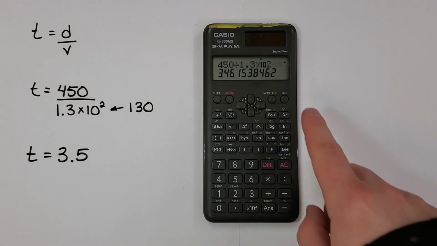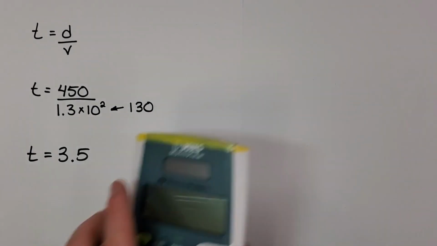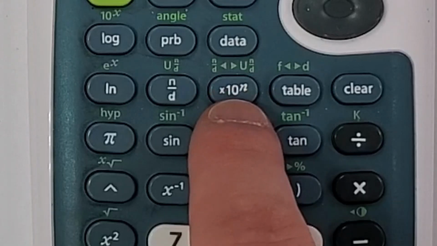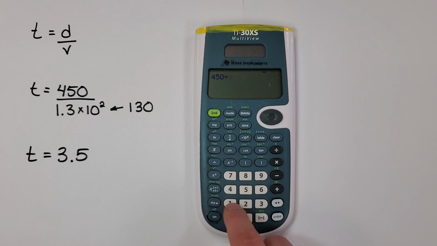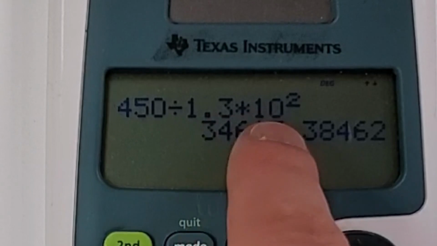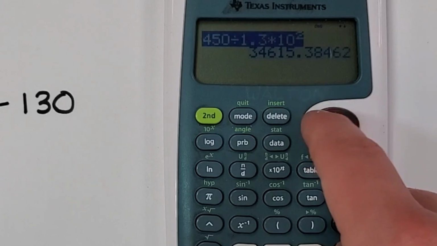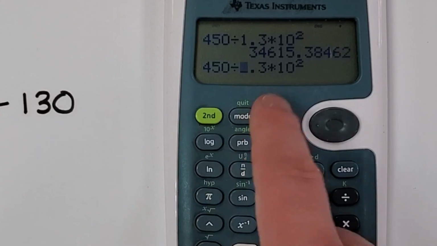Sometimes if you continually have problems, the best bet is different. For example, this Texas Instruments calculator, even though it has a times 10 to the power of button, for 450 divided by 1.3 times 10 to the power of 2, we're still getting the wrong answer. That's because this calculator thinks of the 1.3 times 10 to the power of 2 as 2 separate numbers. So what we have to do is actually put brackets around this.